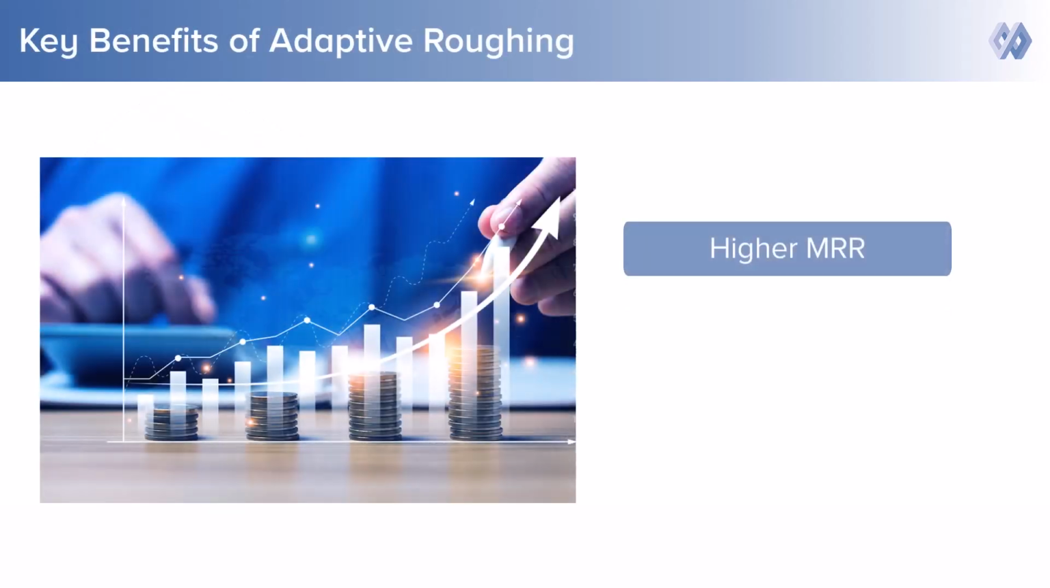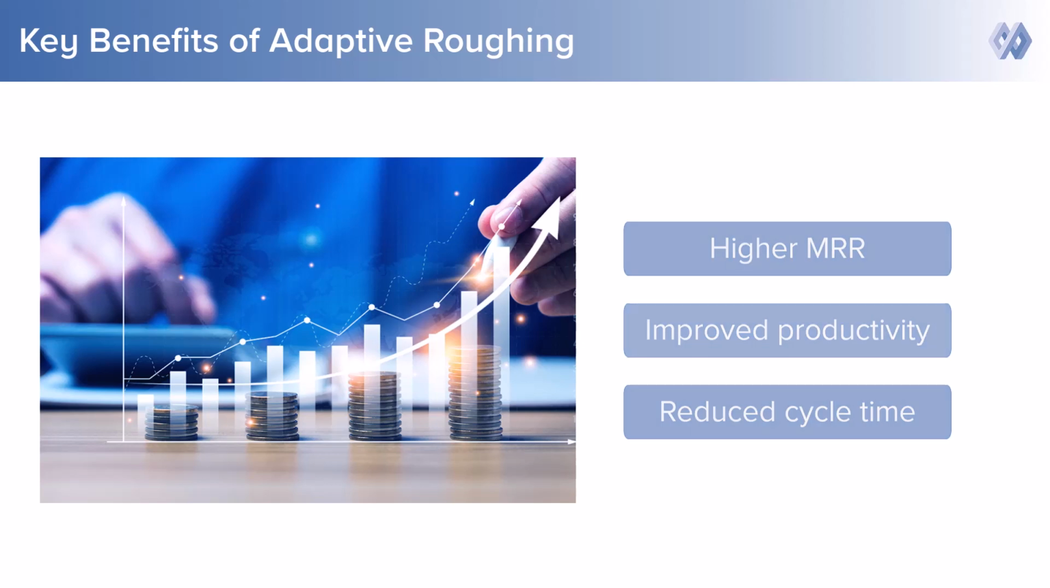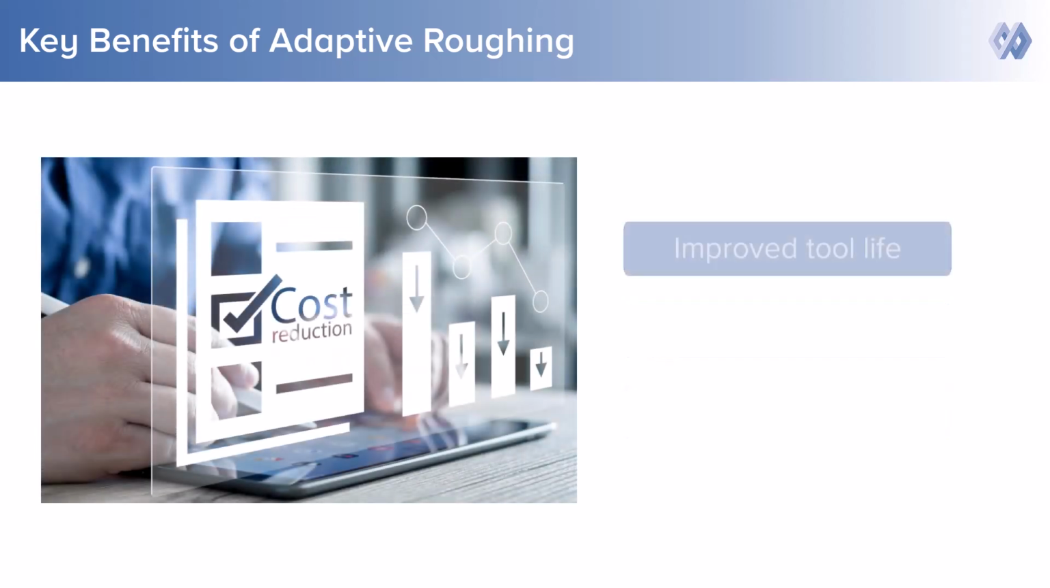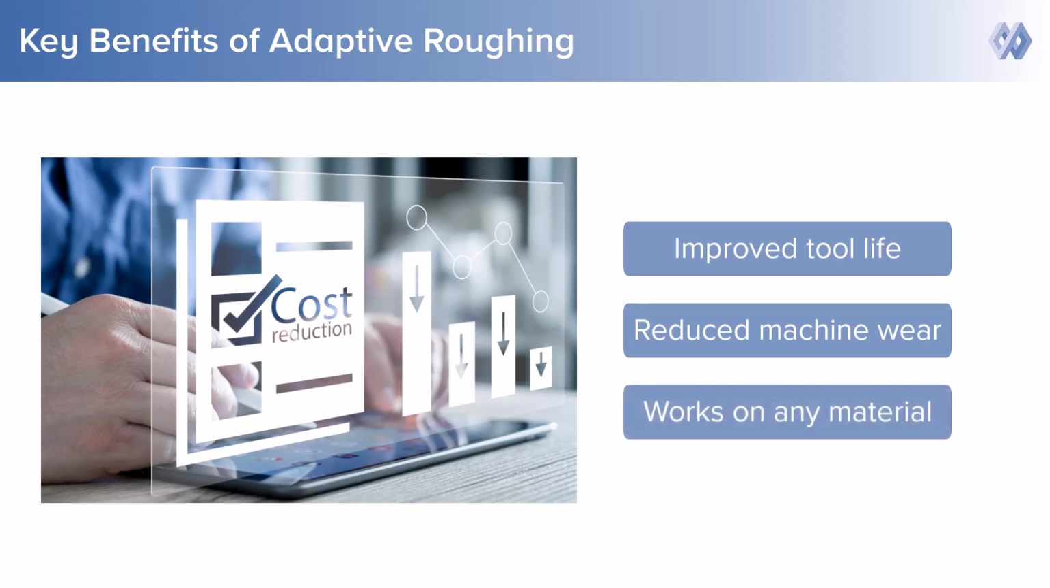Adaptive roughing offers the highest MRR amongst all the technologies available for roughing, improving productivity approximately 2 to 3 times. Constant cutting conditions result in improved tool life. Smooth spiral and trochoidal toolpath trajectories reduce tool load and machine wear. It works for any material and is especially beneficial for harder alloys. ModuleWorks adaptive roughing provides a powerful roughing toolpath designed to improve machining productivity and reduce manufacturing costs.